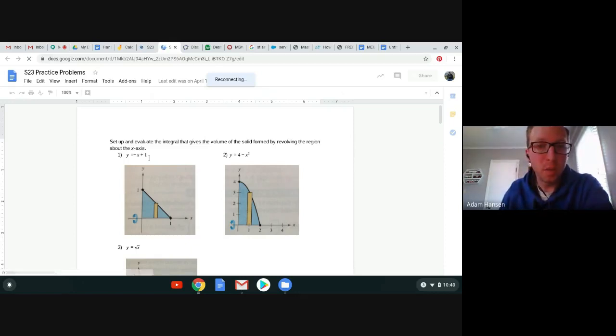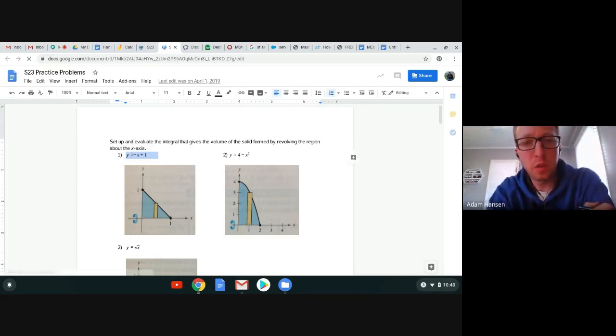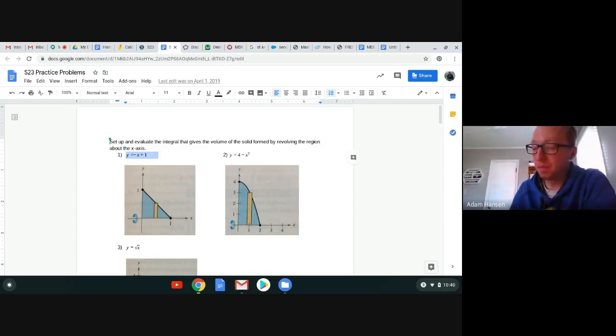Go ahead and try number 1. Set up and evaluate the integral that gives the volume of the solid formed by revolving the region about the x-axis. As you can see, we're rotating the function y equals negative x plus 1 for x values between 0 and 1 about the x-axis. Why don't you go ahead and try that for a minute? We'll talk about it in just a second.